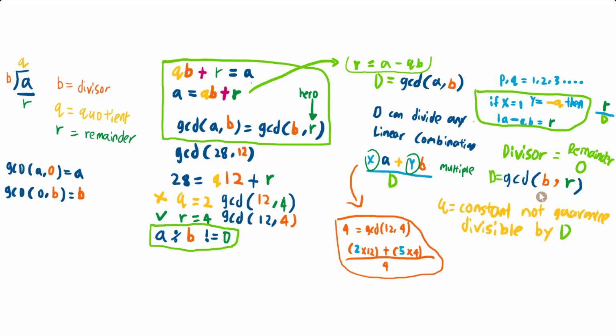And one more thing to note: just now, why don't we look at Q? Q is actually just a constant. The constant doesn't guarantee it's divisible by D. But what is guaranteed divisible by D is actually the R. So we can also write it like this.